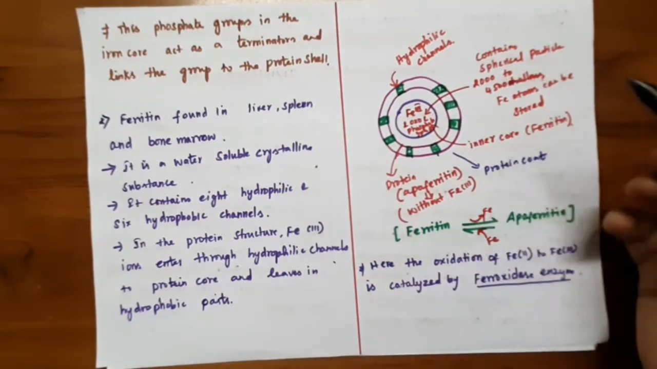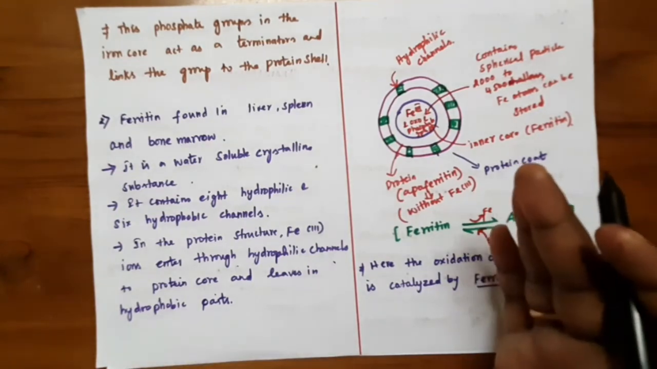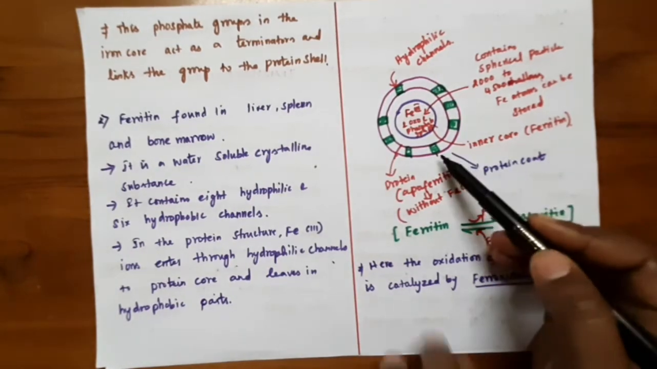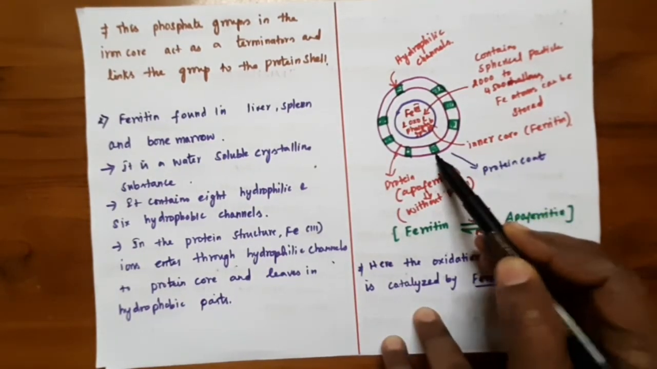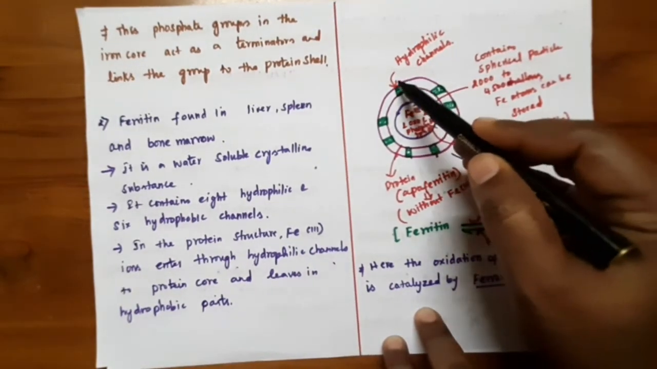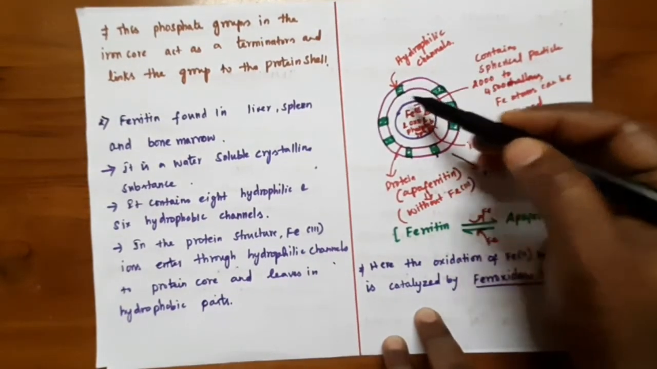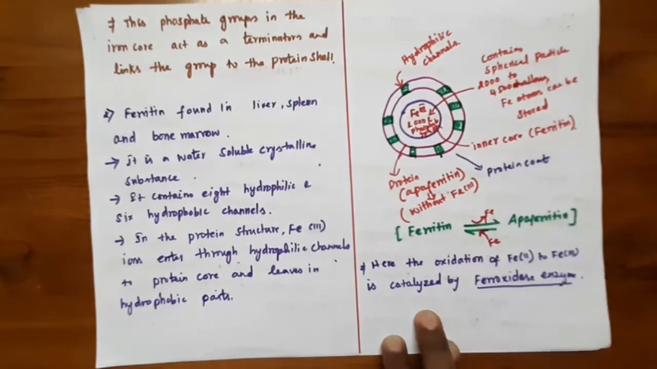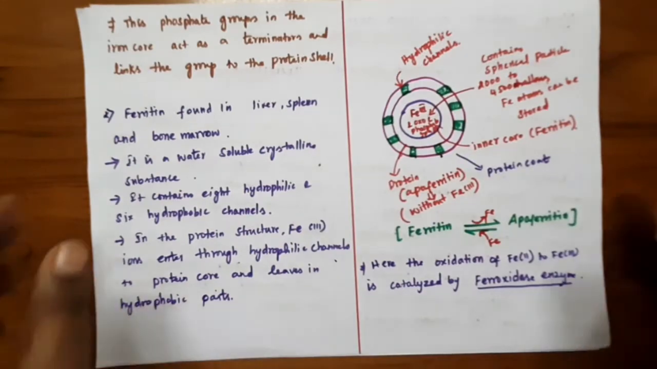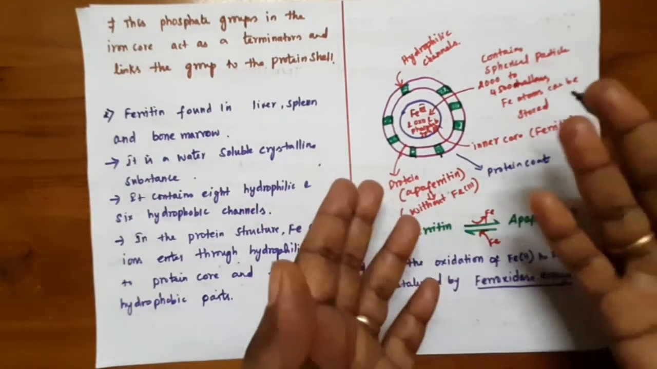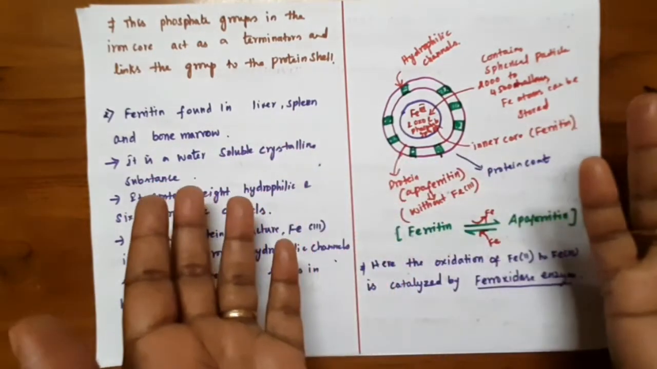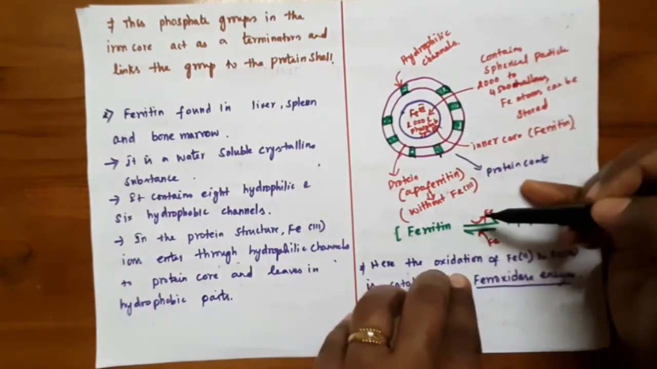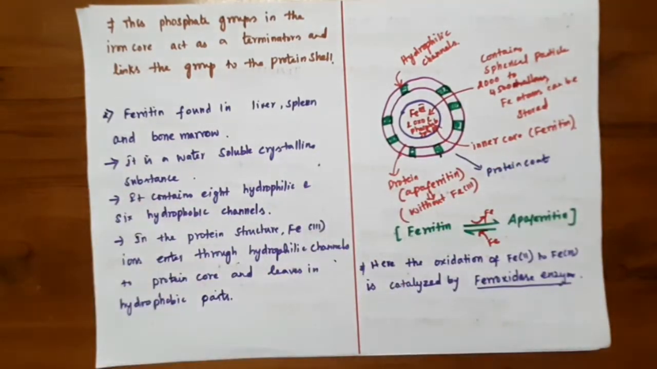As I told you already, the excess iron from the blood is transported through these hydrophilic channels. The hydrophilic channels give the way to Fe2, and Fe2 gets converted to Fe3 by the ferroxidase enzyme and stored in the ferritin molecule. Then whenever the body needs iron, the ferritin releases the Fe3, and the Fe3 gets reduced to Fe2 and is sent again to the bloodstream.